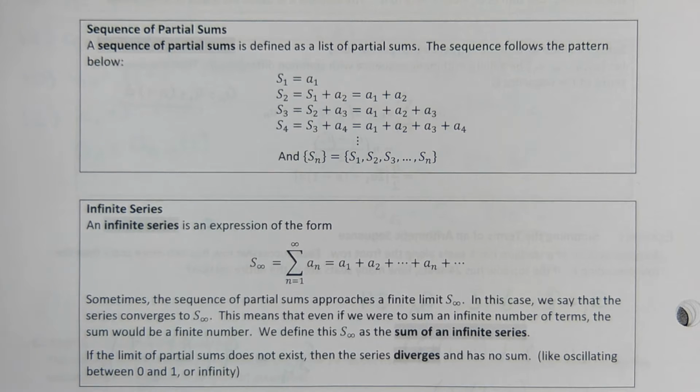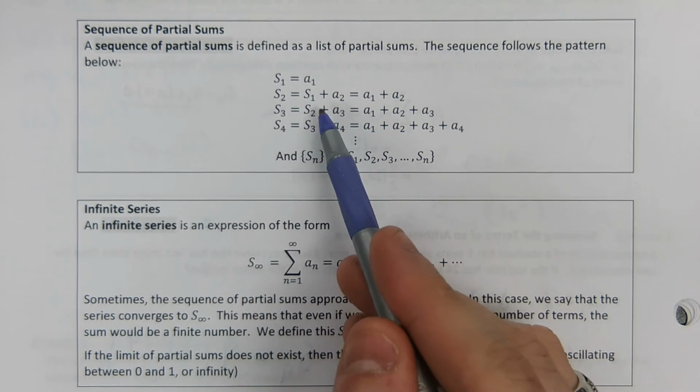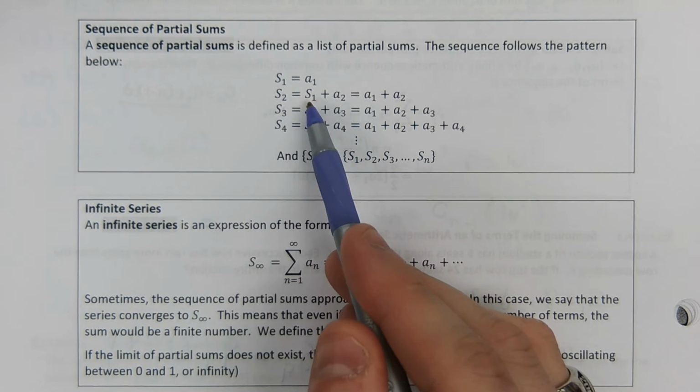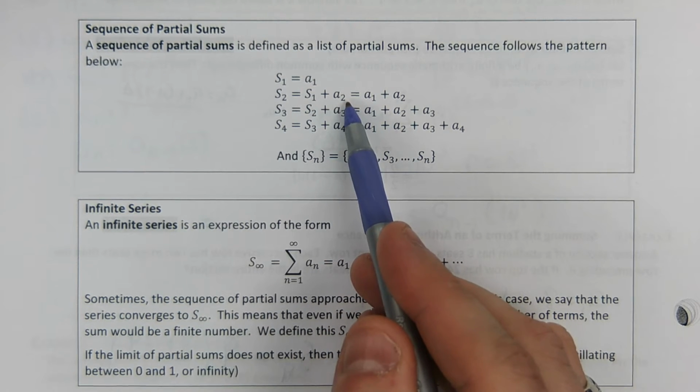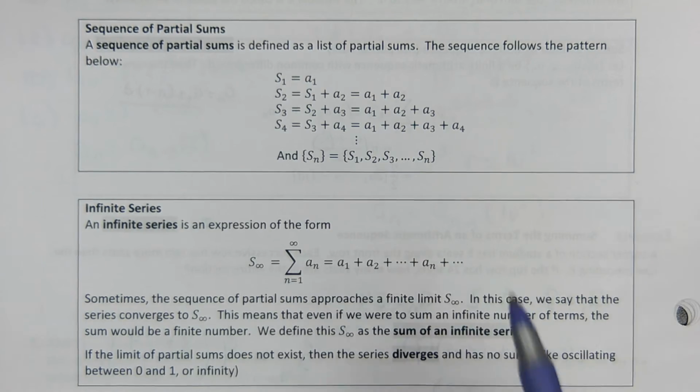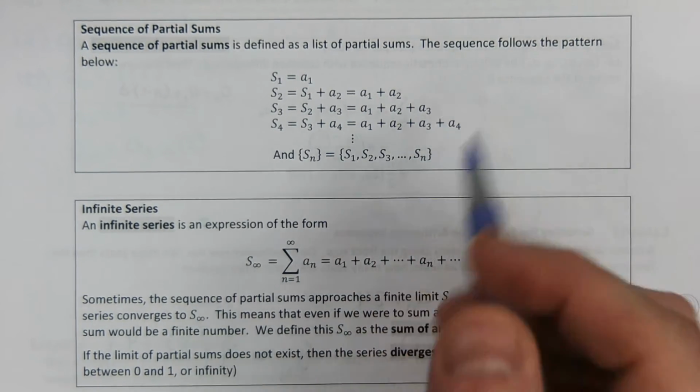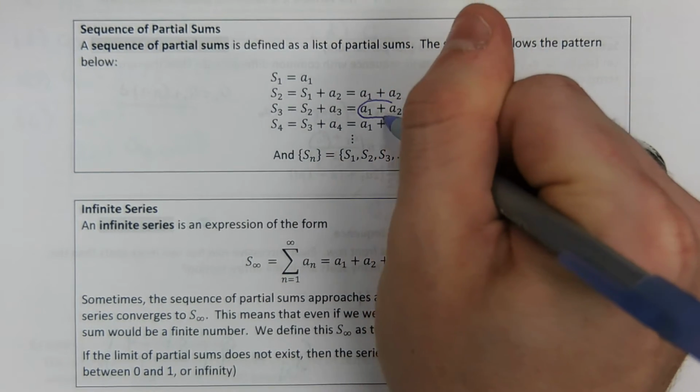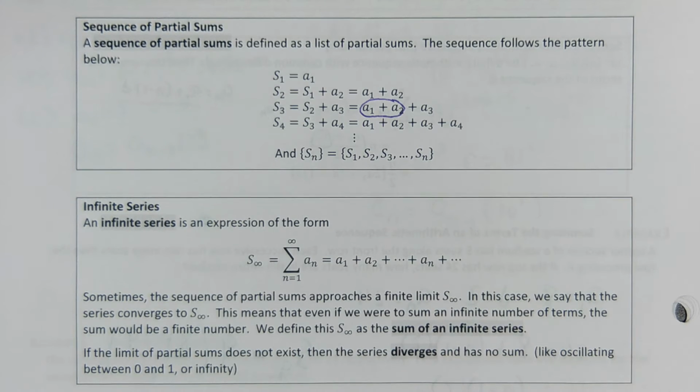Now S sub 2 would mean add up the first 2 terms. But that's the same thing as saying S sub 1 plus the next term. S sub 3 means add up the first 3 terms. But that's the same thing as saying S sub 2 plus A sub 3. So on and so forth. So that's recursive mathematics. Neat, huh?